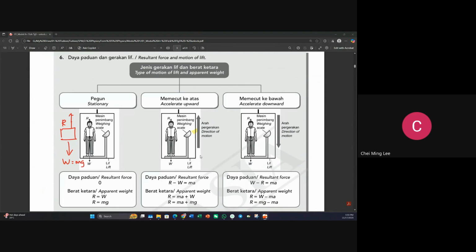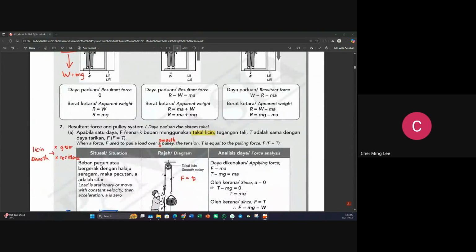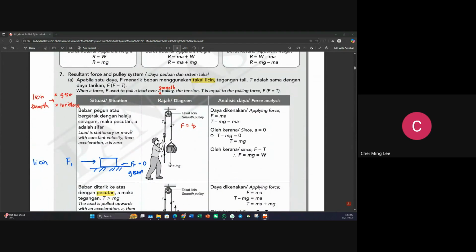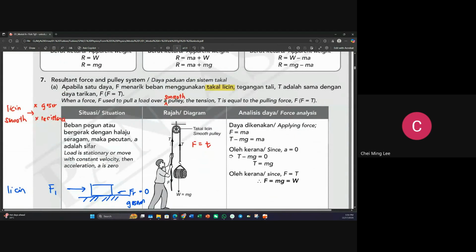Done, huh? All right, now let's see when we apply the same theory to the pulley. Okay, so now let's see. When a force F is used to pull a load over a smooth pulley, what's called smooth? Smooth means that there is no resistance. I'm afraid that sometimes when I do the notes, I can also put this in. This is called no resistance.